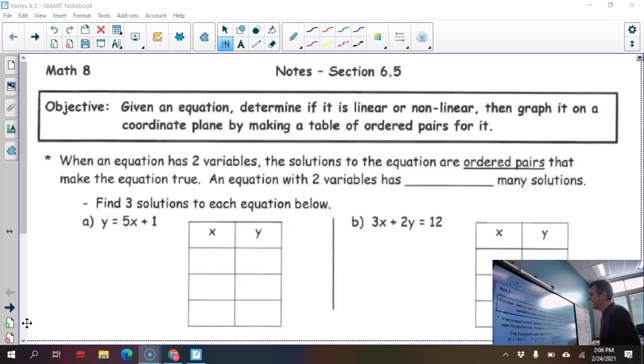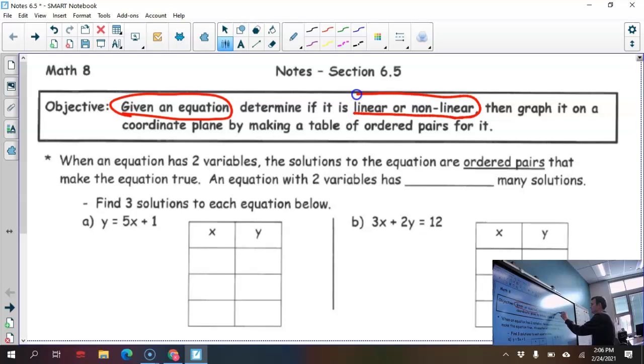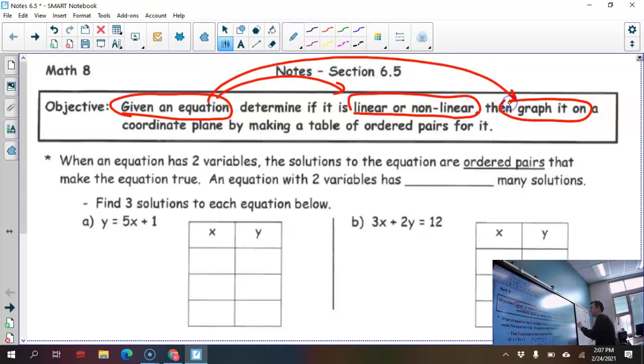So our goal in this section is that if I give you an equation, you can determine if it's linear or not. So that'd be one thing. And you can graph it. Those are the two things we want to be able to do. We want to be able to take an equation, immediately know whether it's linear or nonlinear, and be able to graph the equation on a coordinate plane. So let's get started. Here we go.